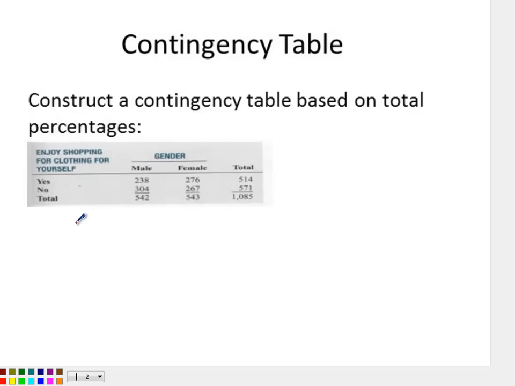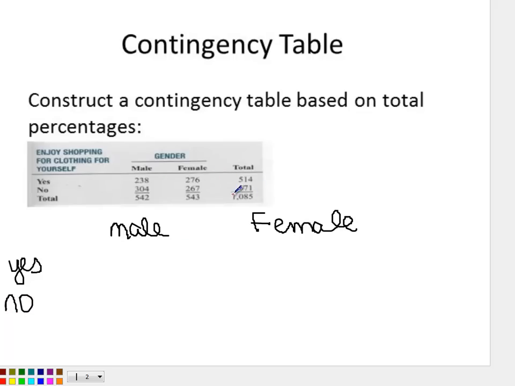So to calculate that, I'm going to rewrite this table. I'm going to make it a little bit bigger so I can put my numbers in. So what we're going to do is look at each one of these numbers and divide by the total number in our survey. In our survey we have 1,085. So to figure out the percentage of males who enjoy shopping for themselves, we're going to take 238 and divide it by 1085. And I like to round my decimals off to two decimal places.